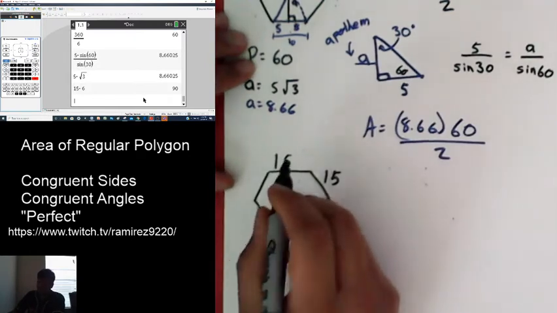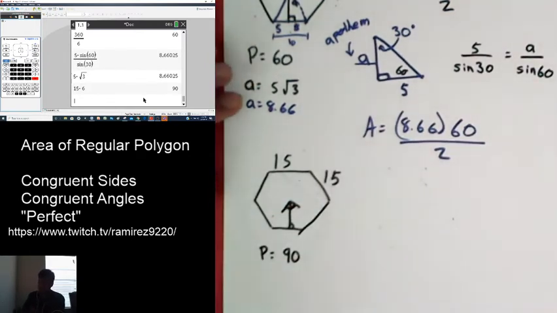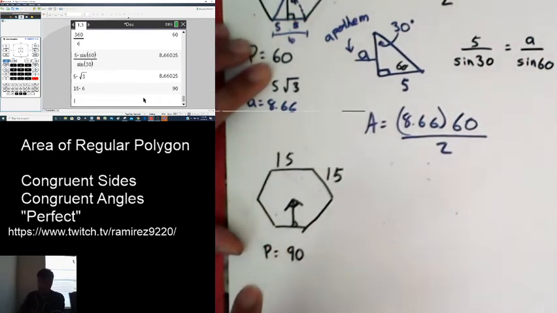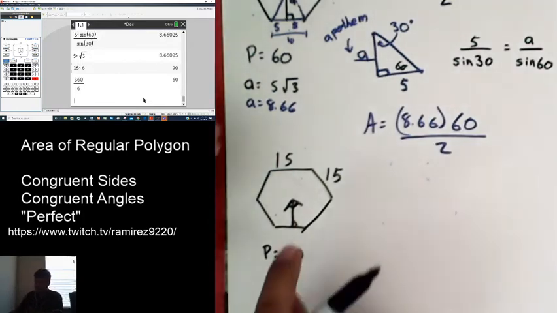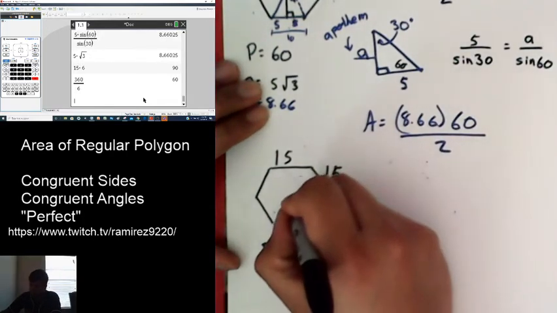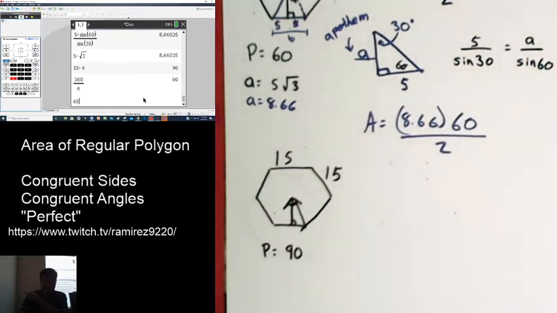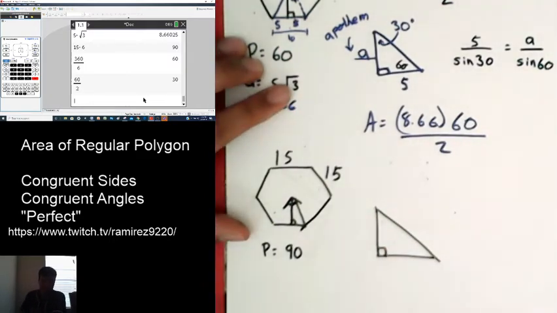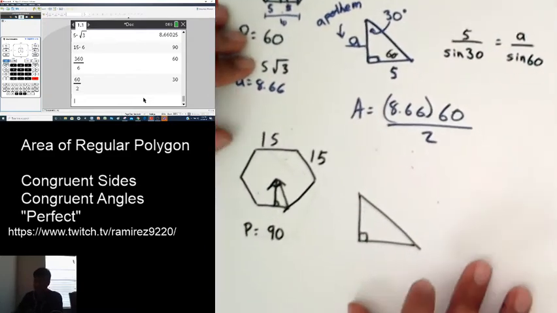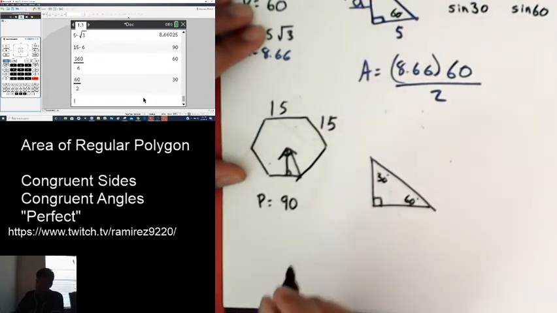To find this angle right here, just count how many sides there are. It's a hexagon. There's 6 sides, so 360 divided by 6. That's 60. That angle is 60. But since I only care about half, I'm going to divide it by 2. So it's 30. Because it's a hexagon, anytime you have a hexagon, you're going to be using the same angle, basically. So we know that this is 30, and if that's 30, that's 60.